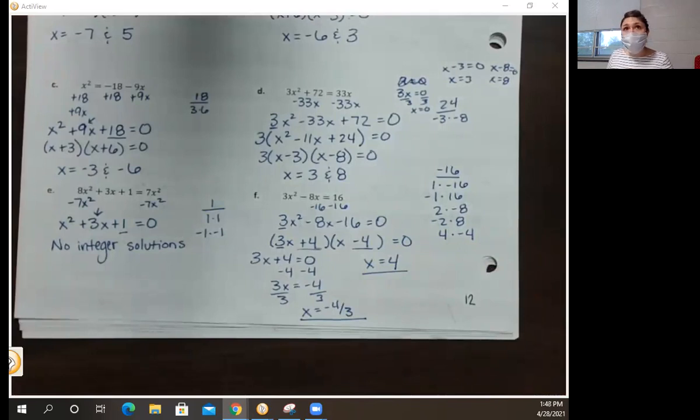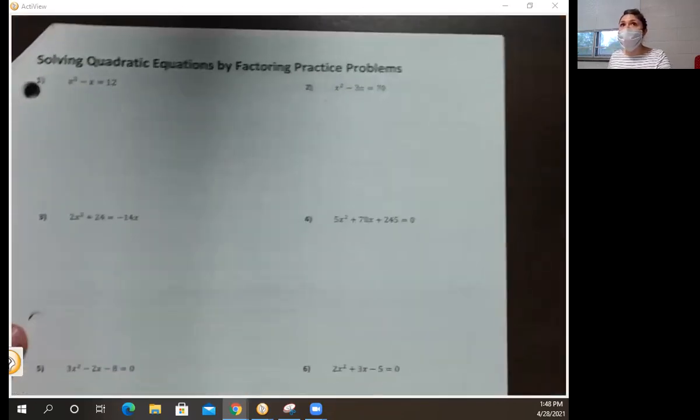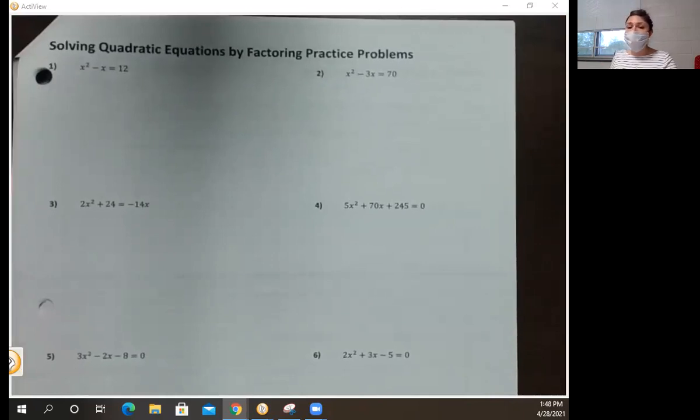On the next page in your notes, on page 13, you have 6 practice problems. This is what I want you to work on for homework tonight, okay? Remember, we're solving by factoring here, so I need everything on the same side equal to 0, okay? Then find your factored form to get your solution, okay? So page 13, 1 through 6 for homework.